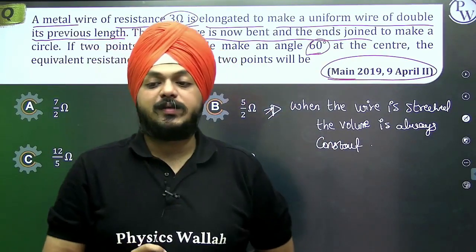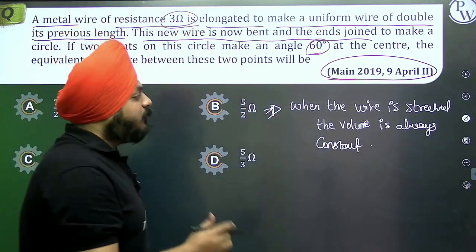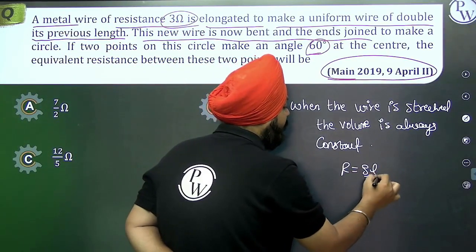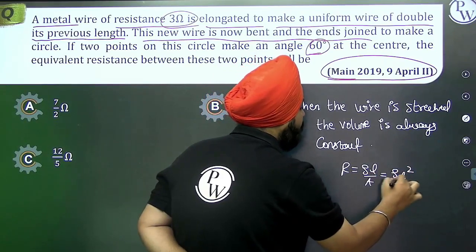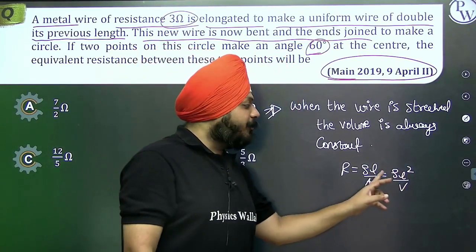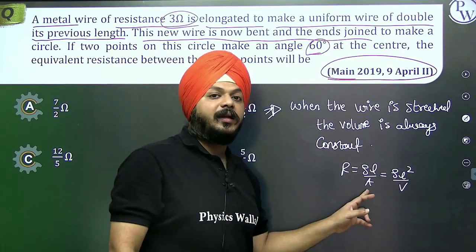Volume is not going to change. So according to the equation of the resistance, R is equal to rho L by A. Can I say it is rho L square by volume? Why do I use that equation? Because if we are using this, see here, area is changing with respect to the length.